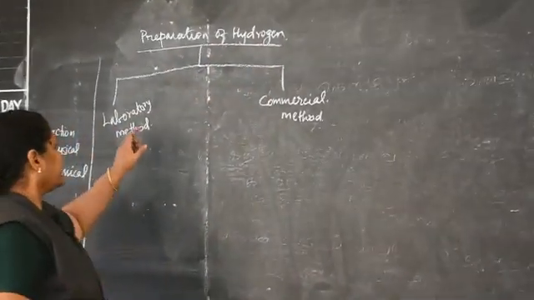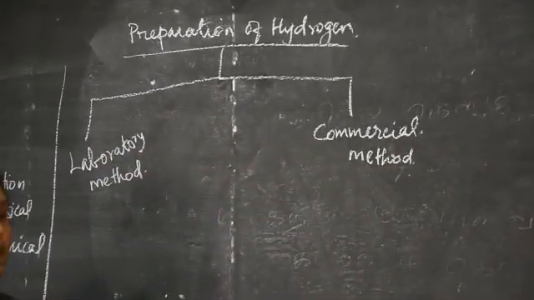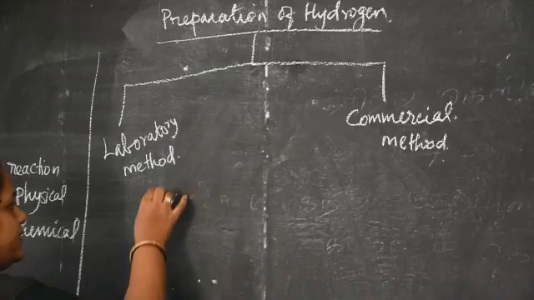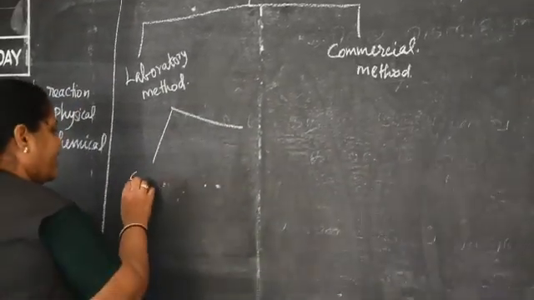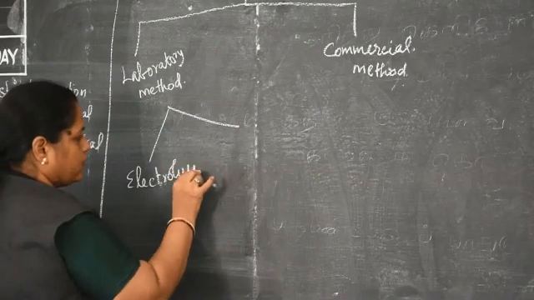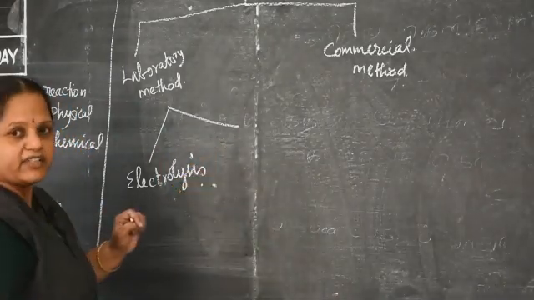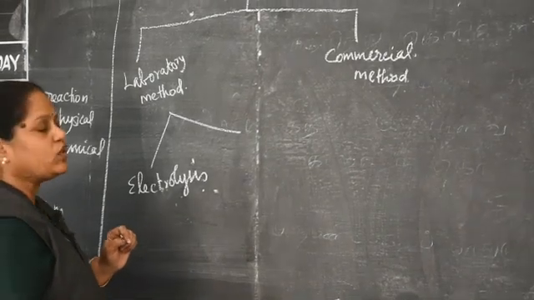In the last class, we learnt about various methods of preparation of hydrogen. The various methods are the laboratory method and the commercial method. The laboratory methods are of two types. One is electrolysis. Another one is displacement of hydrogen from acid using metals.